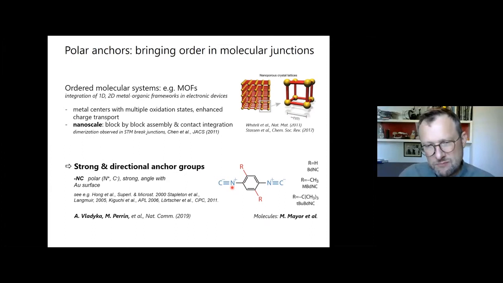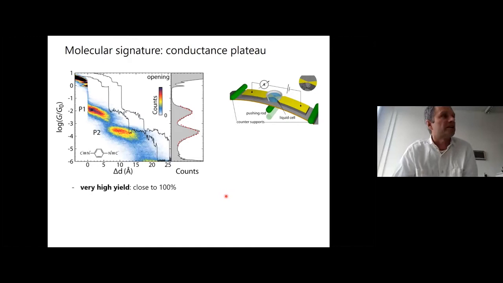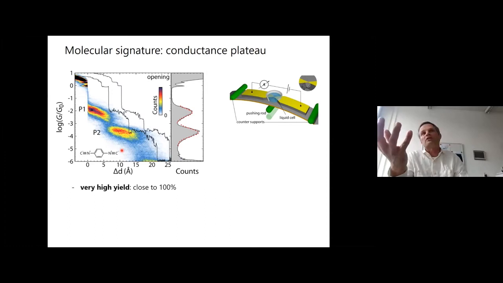The first observations which we made are the standard conductance versus extension traces in the break junction upon opening the break junctions. Now this is a 2D histogram showing these conductance traces, with two individual traces as shown here. And you see that we have two plateaus showing us the presence of the molecules. The first observation was that we have a very high yield. Normally when you try to trap a single molecule in a junction, the yield is fairly low. It's actually a sign that you are working with single objects. So we were first puzzled by that.